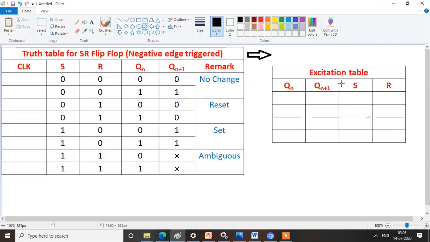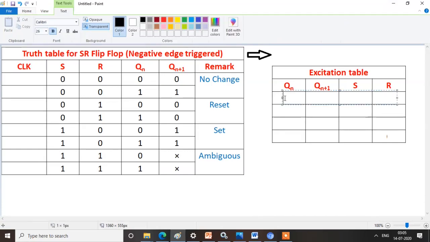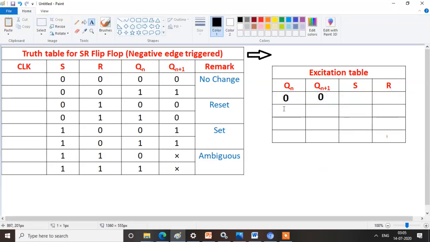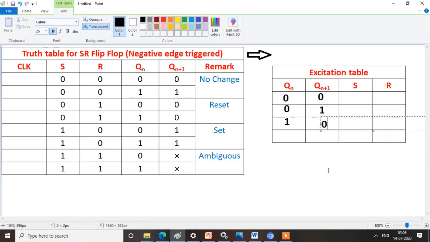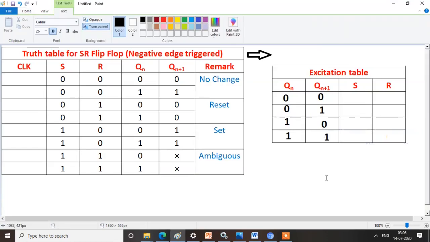Now I want to draw the excitation table for the SR flip-flop. What are the inputs of the SR flip-flop? There are two inputs, S and R. So those inputs will come here. One input will correspond to S and the other input will correspond to R. After writing all these columns, what is the next step? You are supposed to write all combinations for present state and next state. How many combinations are possible here? 4 combinations are possible. So let's write those 4 combinations. The first combination will be 0 0. The next combination will be 0 1. The next combination will be 1 0. And the last combination will be 1 1.